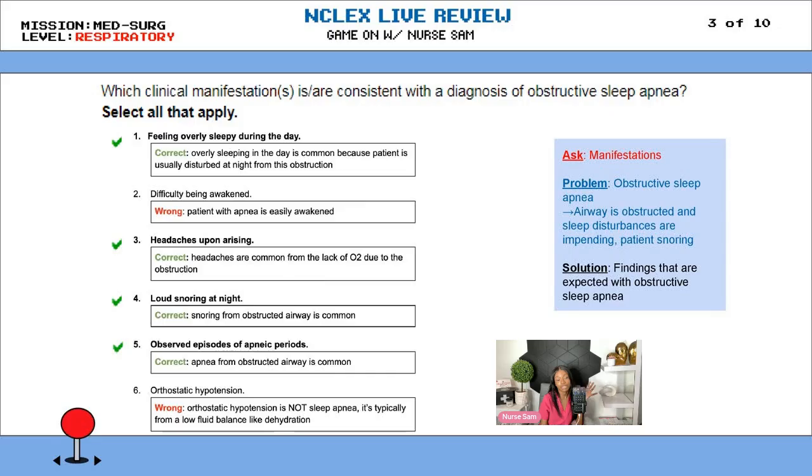3, headaches, we just talked about that. 4, loud snoring at night. That's from the obstructed airway. That's one of the most notable signs of obstructive sleep apnea. 5, the observed episodes of apneic periods, the apnea from the obstructed airway. And 6 is wrong, that's orthostatic hypotension. That's not sleep apnea. It's typically from low fluids, dehydration, something like that, but not from sleep apnea.